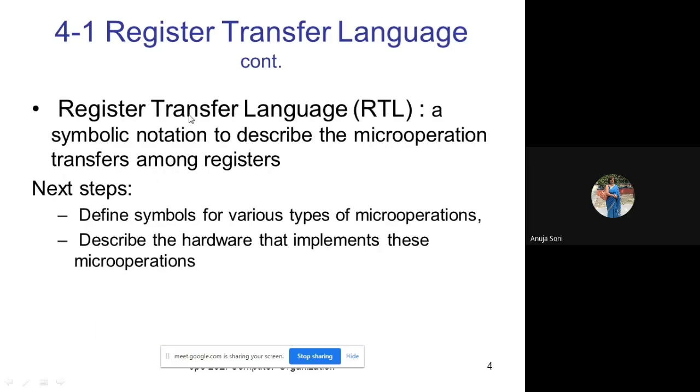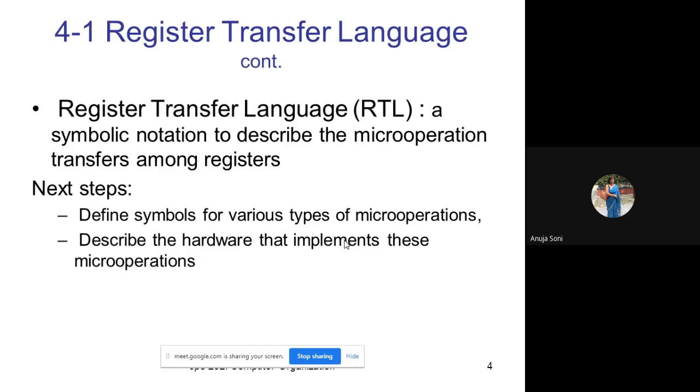And in order to transfer the data from one register to another, some specific notations are to be used, and those notations comprise your register transfer language. It is a symbolic notation to describe the micro operation transfers among registers. So some kind of symbols are to be used, and some kind of hardware in the form of registers and memory is also required, that will facilitate the transfer of data from one unit to another.